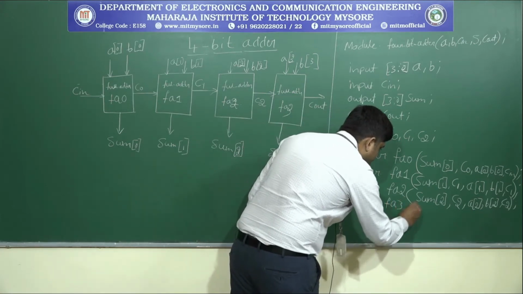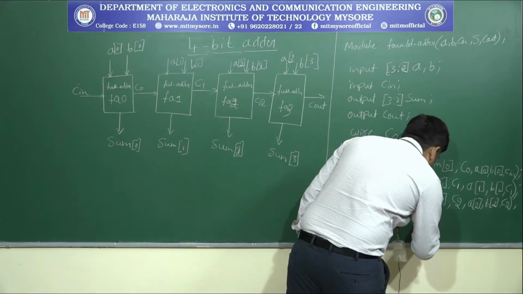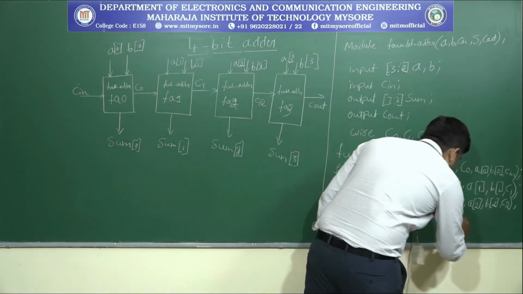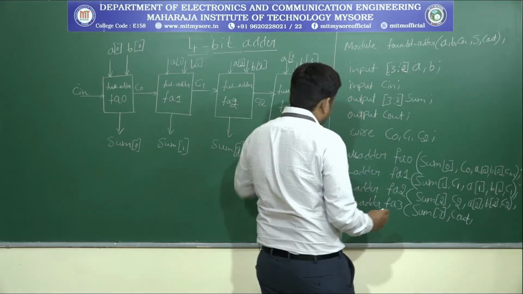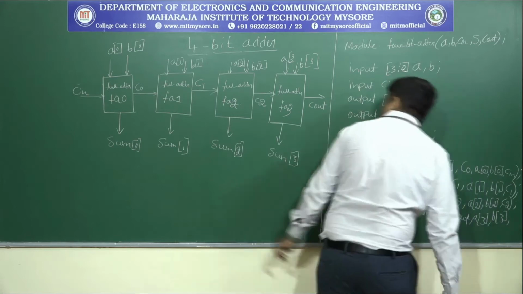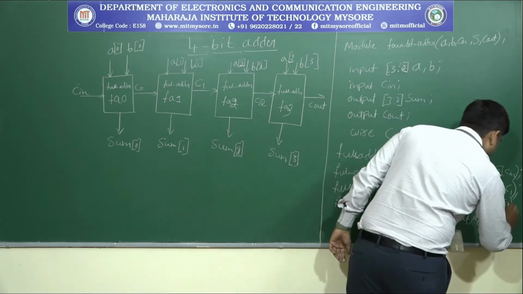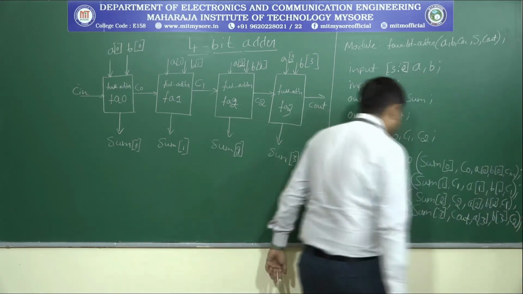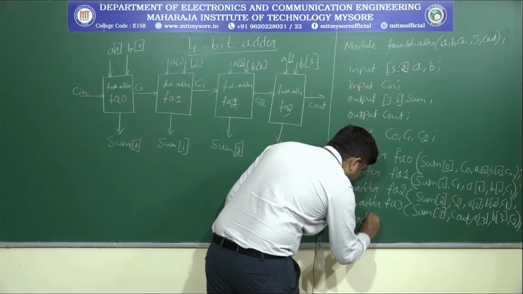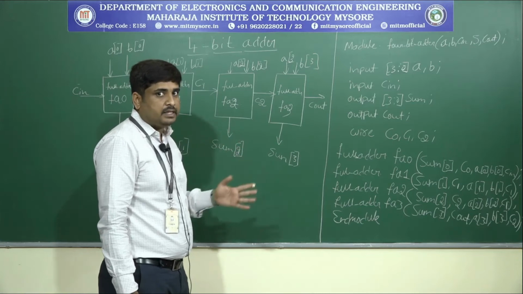Next, go to the last full adder instantiation, full underscore adder. Here we write FA3. What are the outputs here? Sum of 3, and one more output, which is very important, Cout. Then the inputs are A of 3, B of 3, and C2. So after the 4 instances, obviously endmodule. So this is a 4-bit full adder circuit using gate level description.